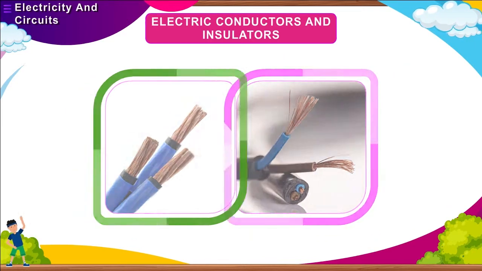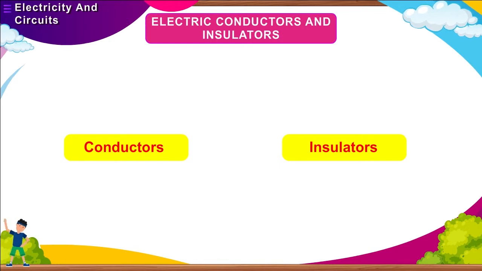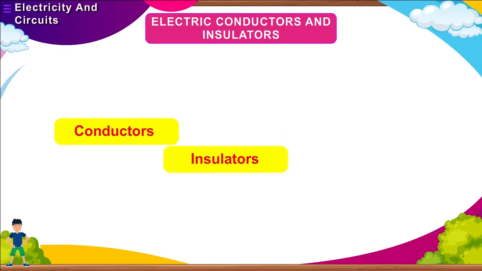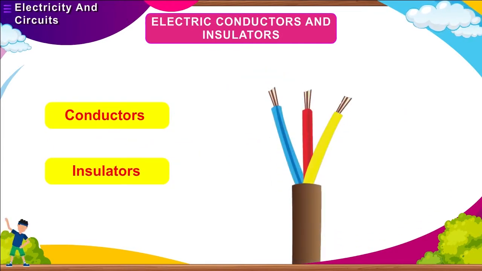On the basis of the passage of electricity, we can put all substances into two categories: conductors and insulators. Conductors are the substances that let electric current flow through them. Insulators are the substances that do not allow electric current to flow through them.